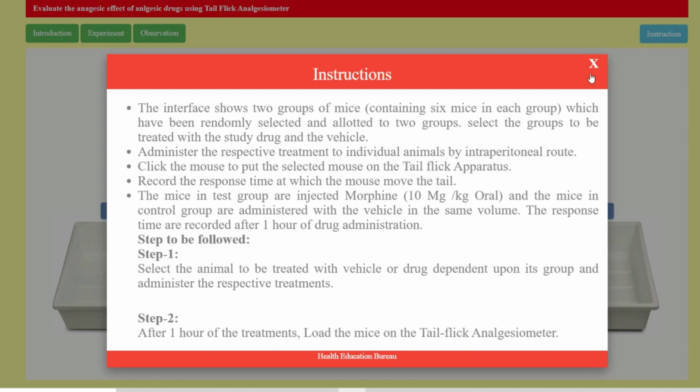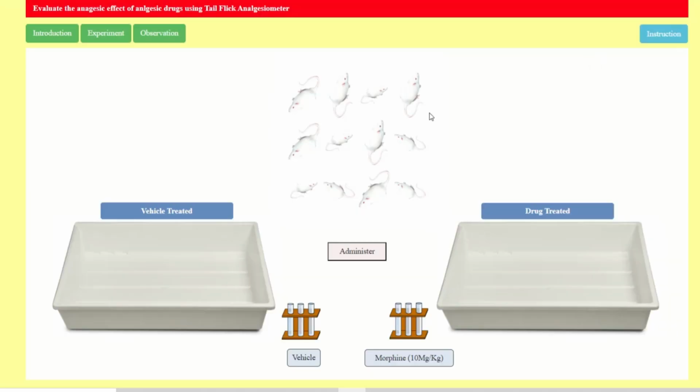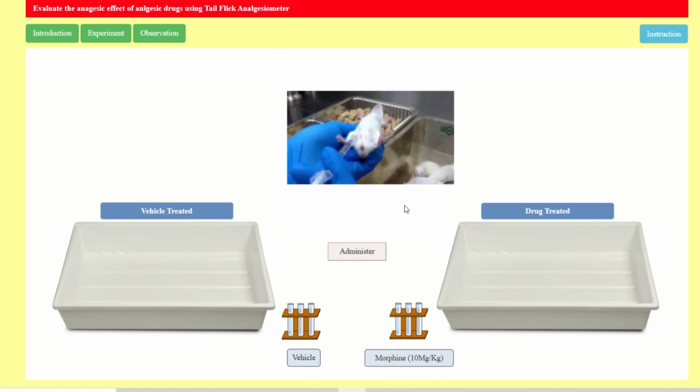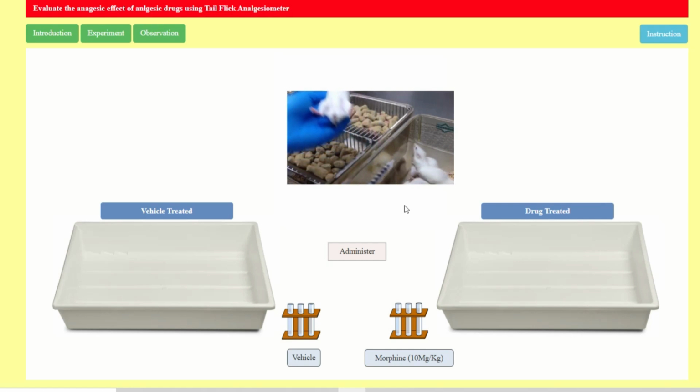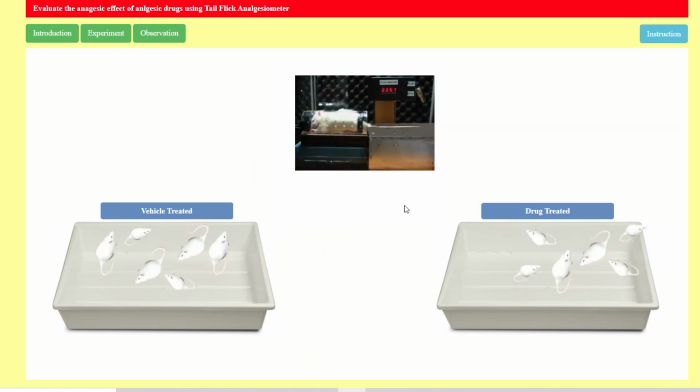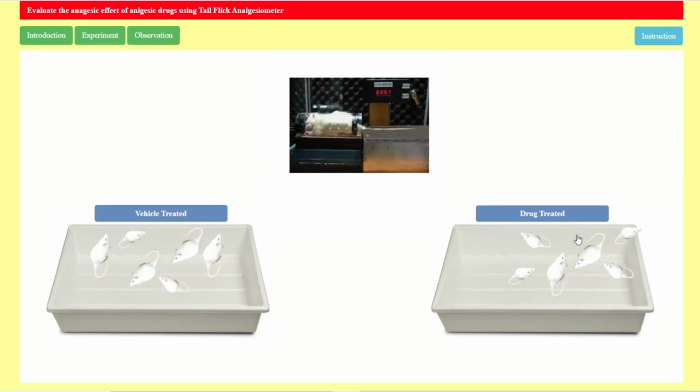Now we will see the experiment. Here you can see the number of animals. Now we will administer the drug to both groups. To the vehicle treated group we will give saline, and to the drug treated group we will give the oral dose of morphine. Here the video is showing an IP dose. Now the animals are divided, and we will screen them one by one.